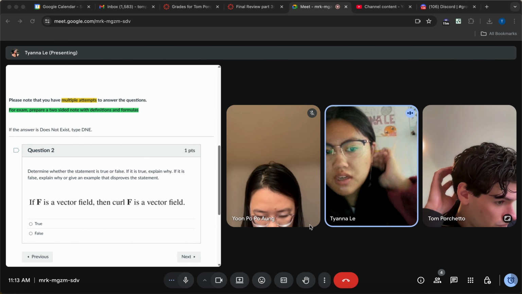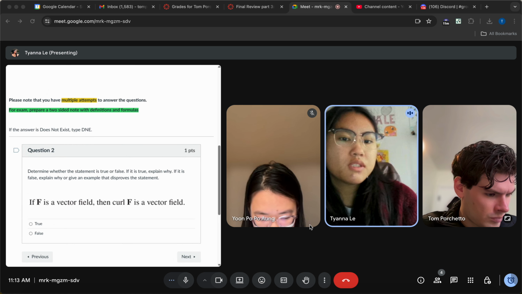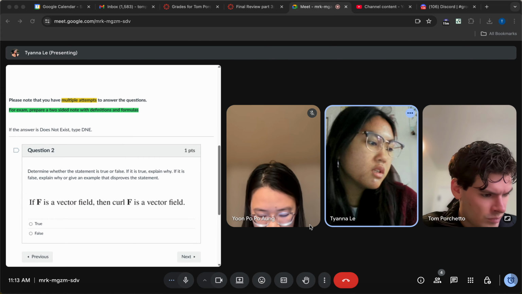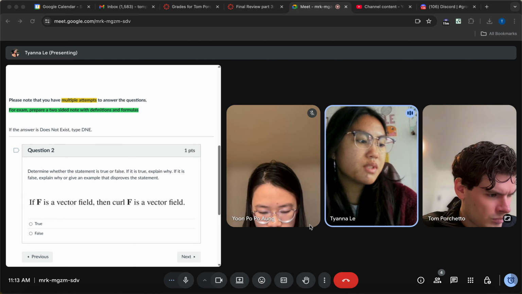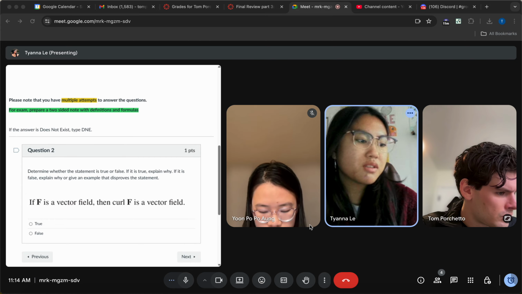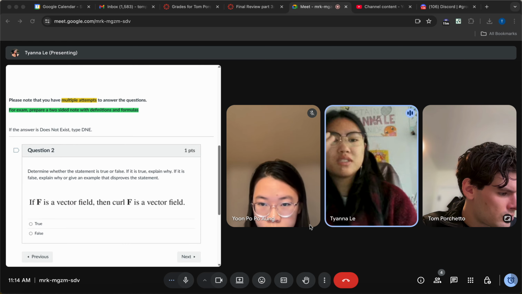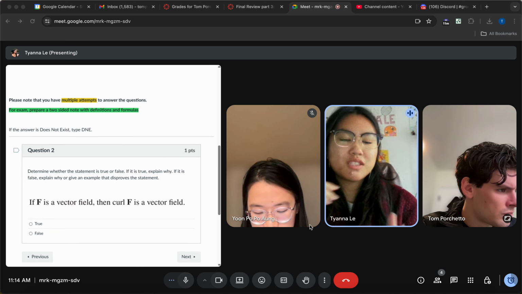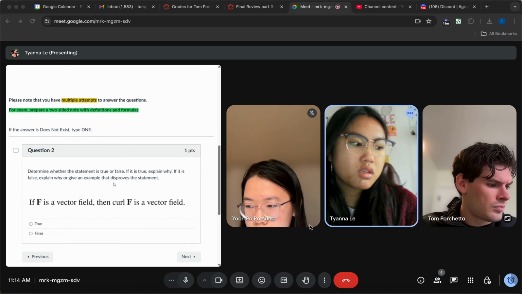And then question 2. If f is a vector field, then curl f is a vector field. This is true, as the curl tells how the field rotates, and with rotation, it tells us the direction and magnitude.